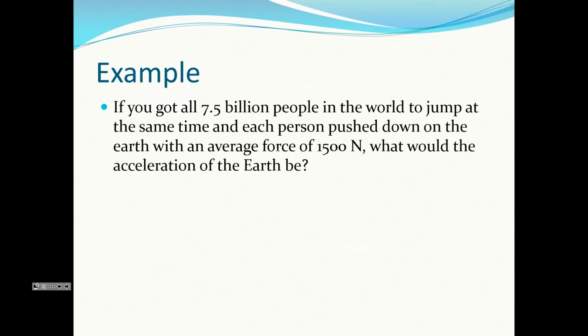So I have a question here. If you got 7.5 billion people in the world to jump at the same time, and each person pushed down with the same average force of 1,500 newtons, so there's some old people and some babies in this, so we'll say the average is 1,500, what would the acceleration of the Earth be? So we all go to Australia, and we all stand on this, and we all push down. Could we accelerate the Earth? Well, the answer is no.